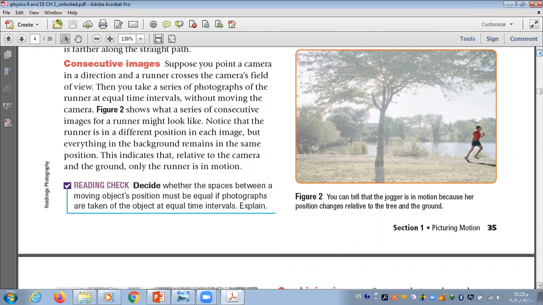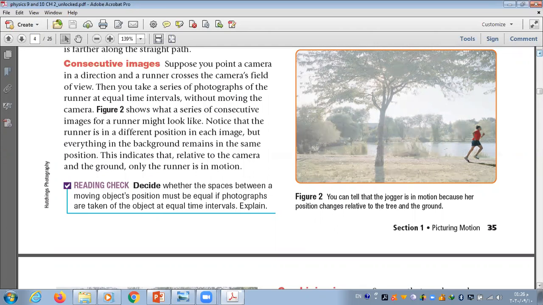Figure 2 shows what a series of consecutive images for a runner might look like. Notice that the runner is in a different position in each image, but everything in the background remains in the same position. This indicates that relative to the camera on the ground, only the runner is in motion.